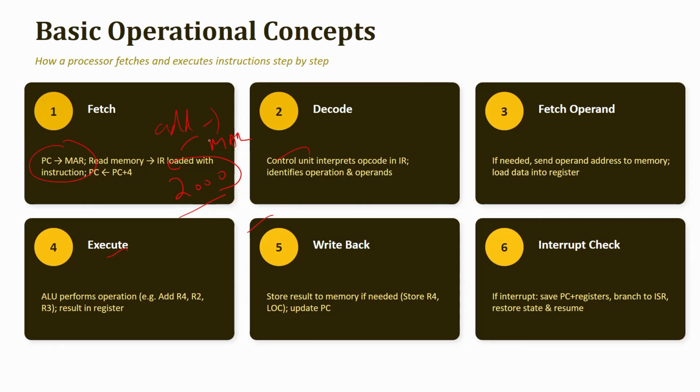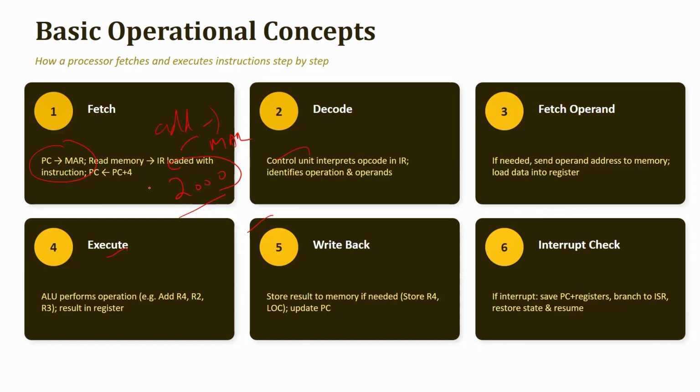Now the memory understands that the processor is requesting the instruction stored at the address 2000. The memory then sends the instruction to the IR, the instruction register. Finally, the program counter is incremented by 4, because in a 32-bit processor each instruction occupies 4 bytes. This is what the fetch does.